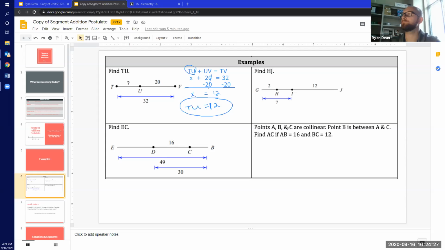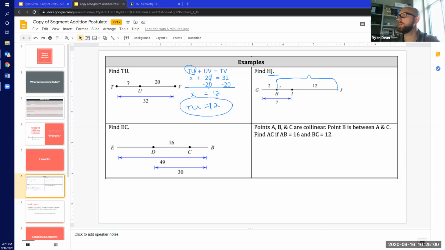I circle my answer. So there's one example. We can do the same thing with HJ, right? Except this time, HJ is kind of in this weird place. So what I'm going to do is make this figure, because that's what represents HJ. And I have to use some context clues to figure out the other missing pieces, right?